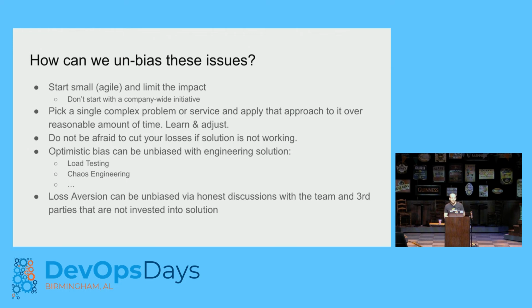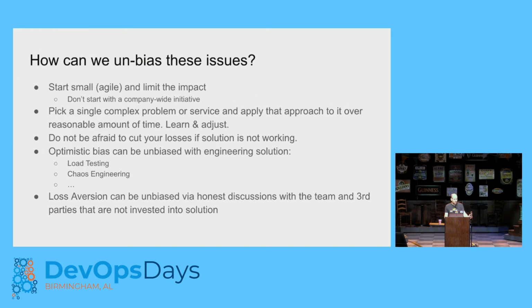Question: how can we unbias these issues? First of all, start small. That's what Agile is about. At the same time, people are abusing Agile terminology a little bit. Starting small will allow you to limit the impact. Definitely don't start with a company-wide initiative. Pick something small, try it out, see if it's going to work, and continuously iterate. Again, that's one of the features of Agile, where you're supposed to start small and continuously iterate.